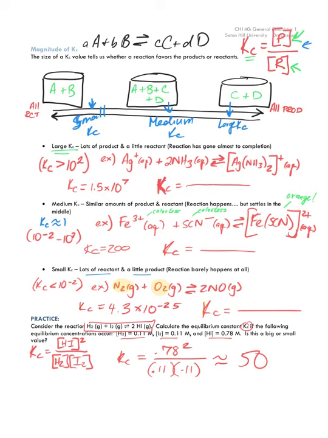You have to make sure when you do this that you are working with equilibrium concentrations, not initial concentrations. All right, so was this a big value or a small? Right, this would fall under the medium category. So not big or small.